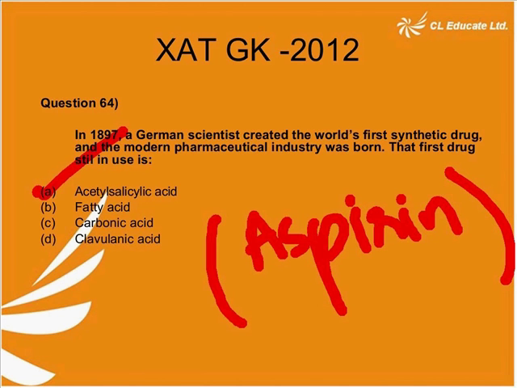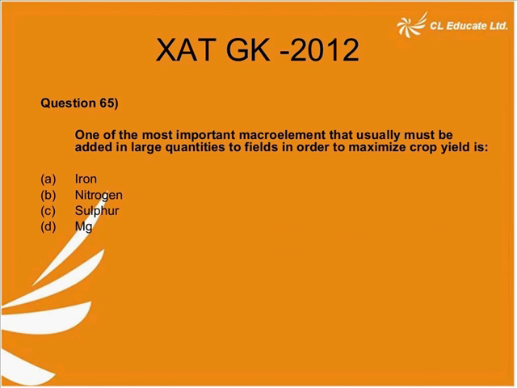One of the most important macro elements that usually must be added in large quantities to fields in order to maximize crop yield. Which element is added to the fields using fertilizers? Mg is magnesium.